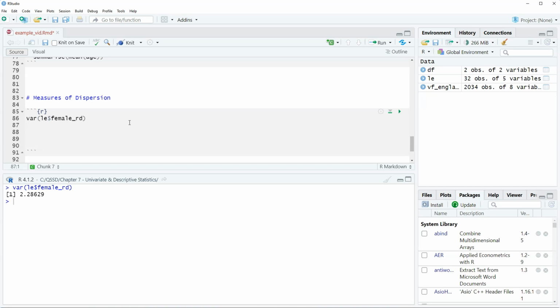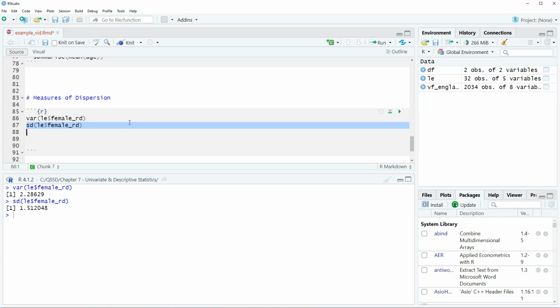For the standard deviation, we can just do sd, and again we put that in there. Run that, and it is 1.51. So we would say that the standard deviation for female life expectancy is 1.51 years.